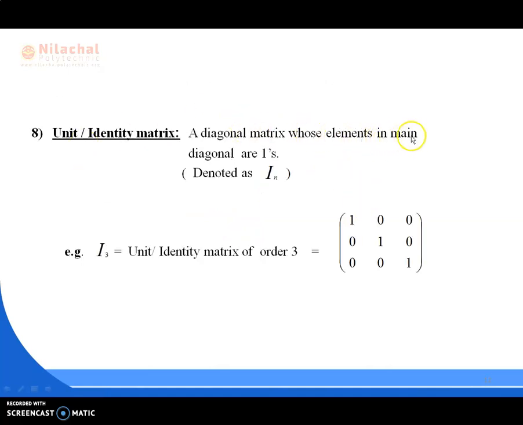A diagonal matrix whose elements in the main diagonal are 1 is called a unit matrix. That means every element in the main diagonal must be 1 1 1. So this is an identity matrix of order 3. I3 means identity matrix of order 3. That means every identity matrix is a scalar matrix and every identity matrix is a diagonal matrix. But every diagonal matrix is not an identity matrix, and every scalar matrix is not an identity matrix.